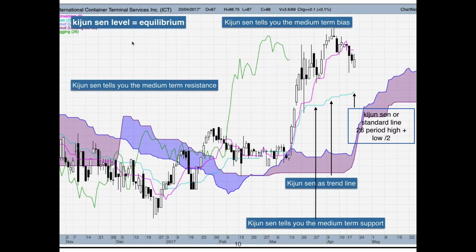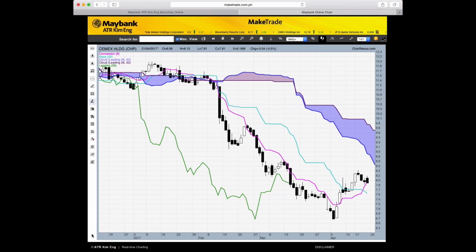So the Kijun-sen tells you the medium-term bias. It also tells you the supports and resistances. Price dropped too low and too far away from the Kijun-sen line that it has to bounce back to restore equilibrium. This immediately makes the Kijun-sen line the first resistance line.